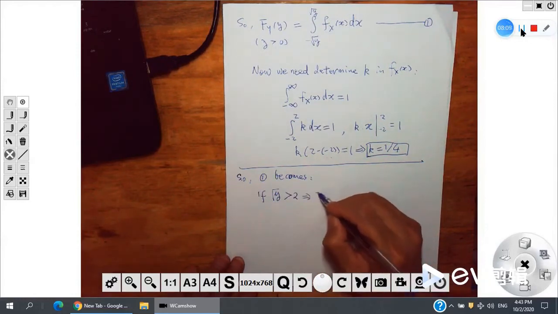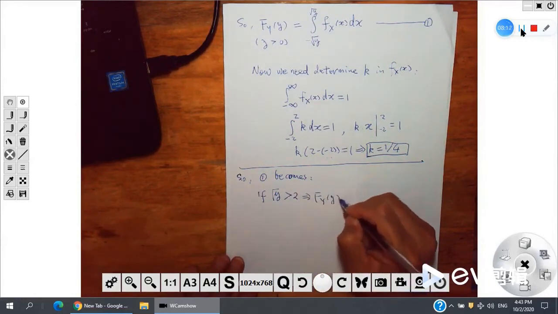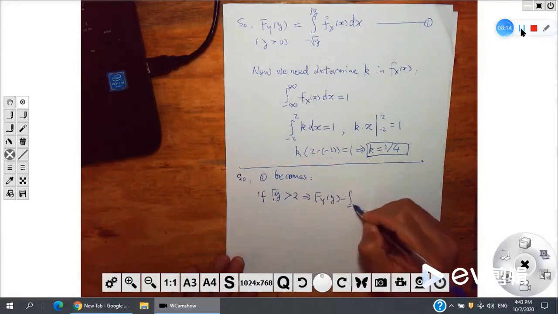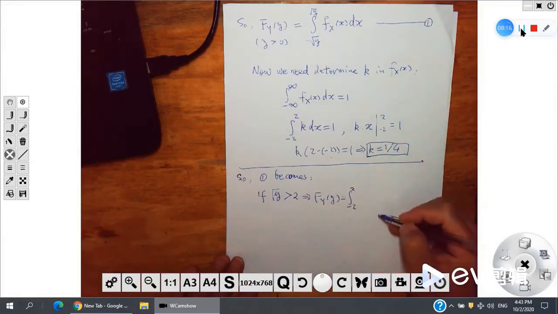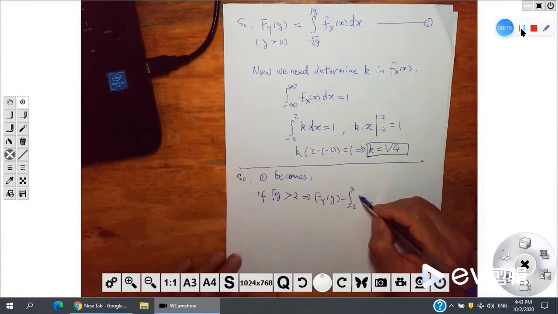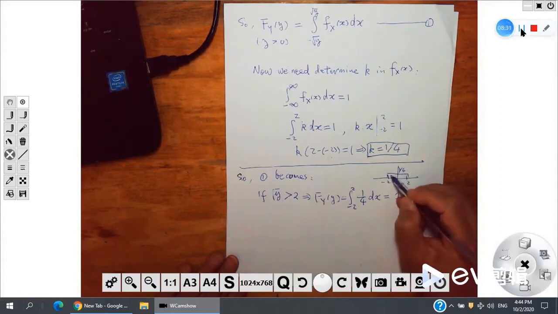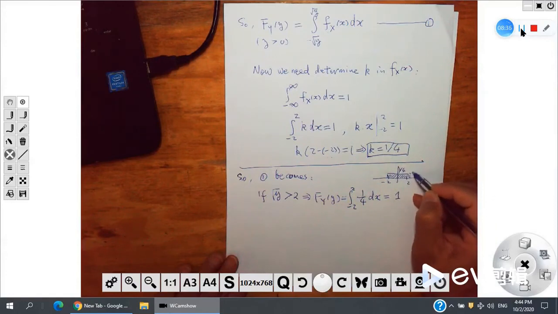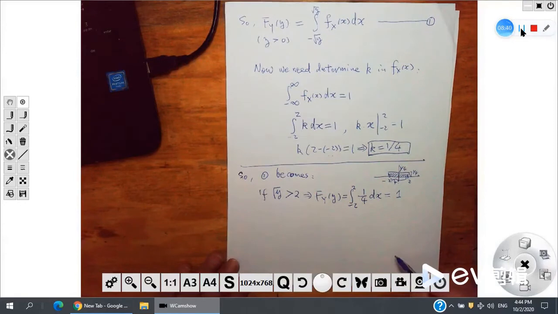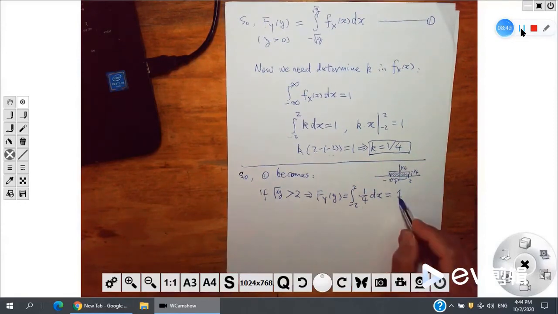then f_Y(y) will be just the integral from negative 2 to 2, and the density function of x is 1/4, dx. So this is 1. This is 1, right? From negative 2 to 2, and here's 1/4. The integral is just the area. Here's 1/4, here's 4. 4 times 1/4, you get 1. Yeah, you can also use the formula. So you get this result.